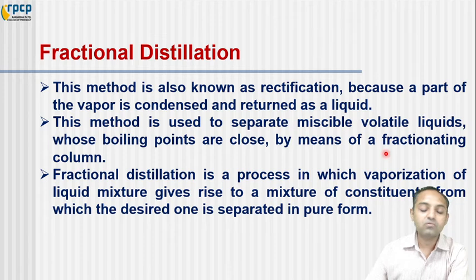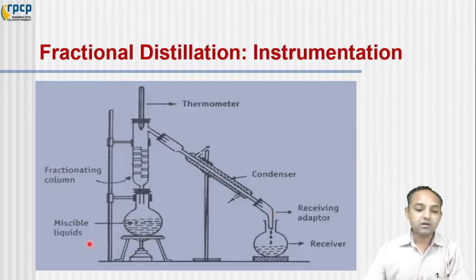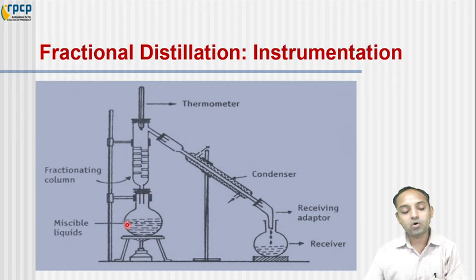So we have to set a fractionating column for separation of the two miscible solvents. It is a process in which vaporization of the liquid mixture gives rise to a mixture of constituents from which the desired one is separated in pure form. So this is the instrumentation. Here is the burner, and this is the miscible liquid. We pour it in the round bottom flask, and here we set the fractionating column.